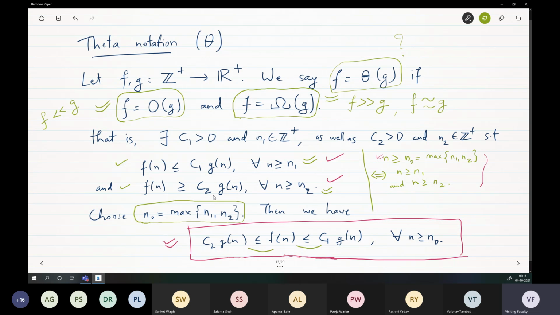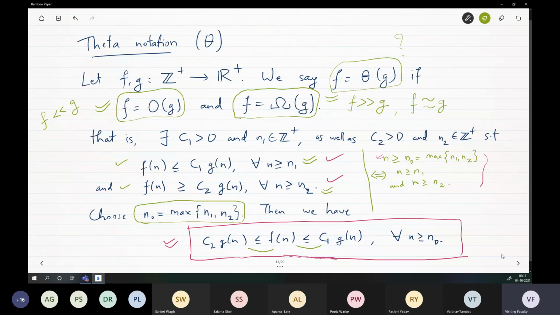Is that clear what I just said? Right, so then we are done. Because if we have the second property, the last line, then in fact f is big O of g, f is big omega of g, and therefore by definition f is theta of g.